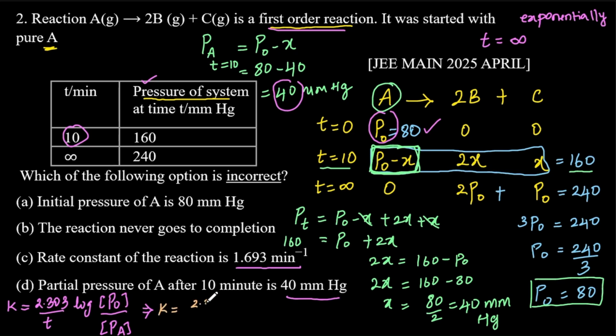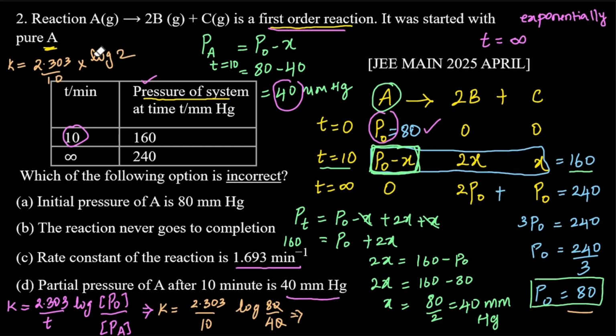K is equal to 2.303 divided by t, which is 10, log of P naught value we have found as 80, 80 divided by PA at time t equal to 10, value is 40. So when you solve this, you will get log 2. So I will write here, K is equal to 2.303 divided by 10 into log of 2.